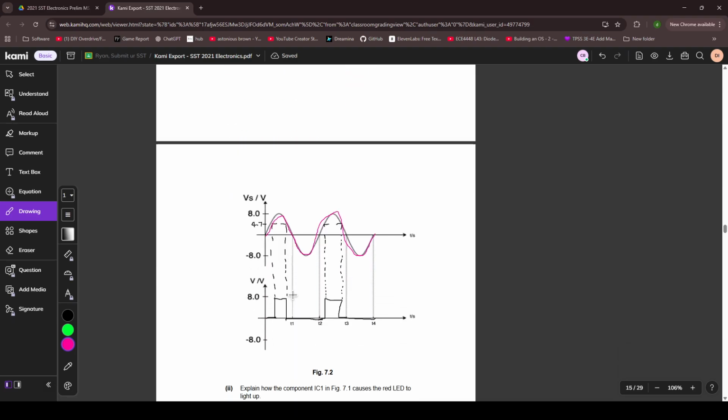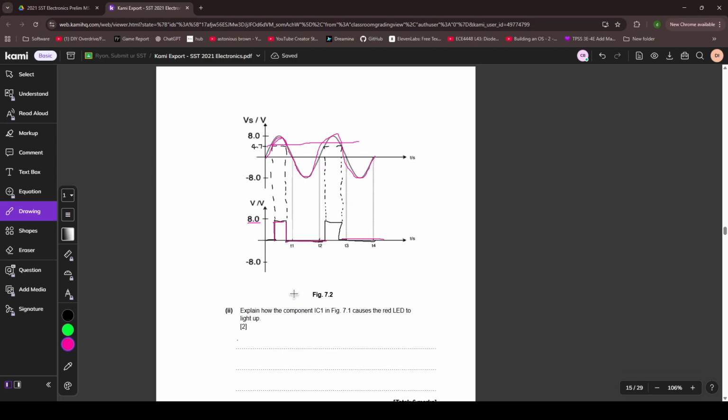Okay, so we mark 4.7, and at any point of time, if the input voltage is higher than 4.7, then at that point of time, the output will be logic 1 or 8 volts. If not, it will be logic 0 or 0 volts. That's the explanation. That's it. You want a more in-depth explanation of voltage comparators? I have a video, of course. Yeah, I always have a video.